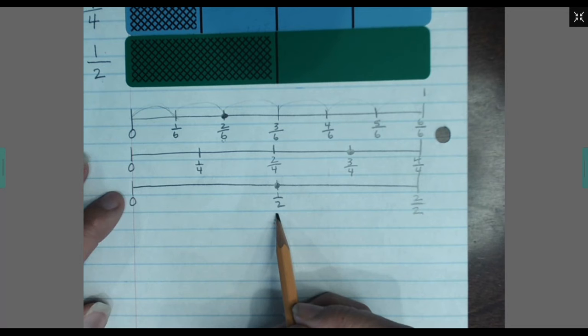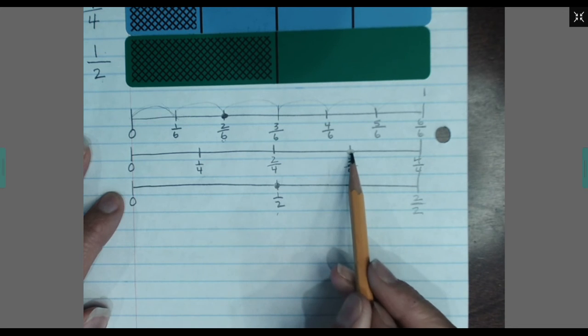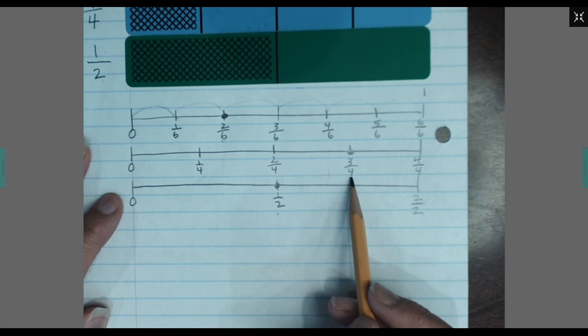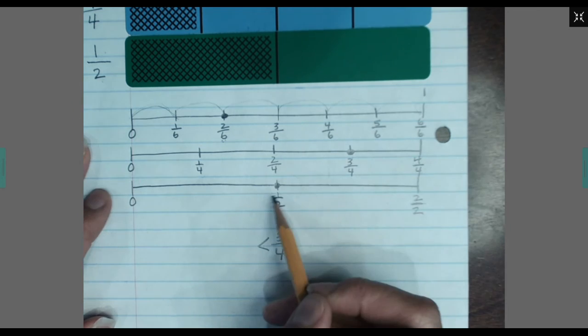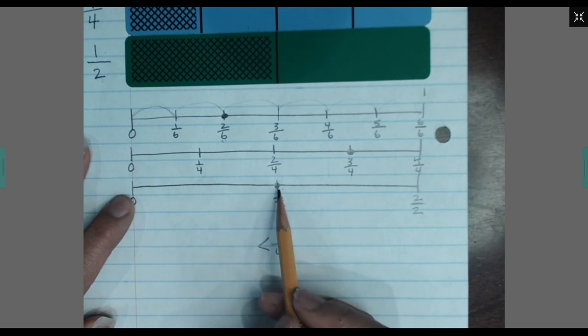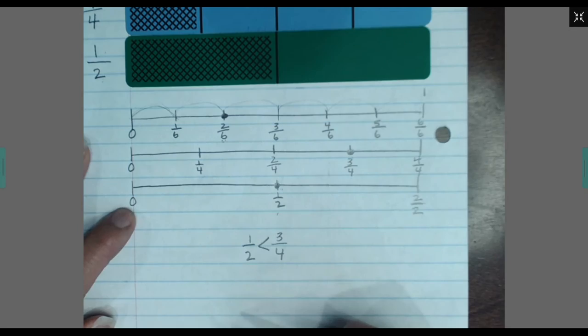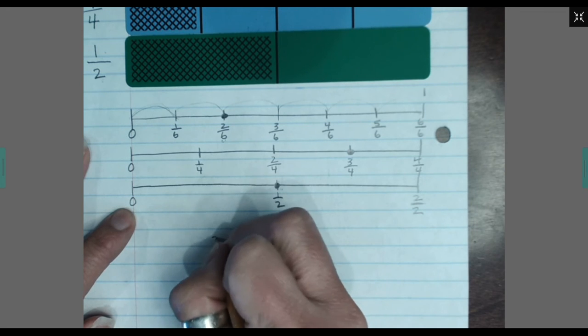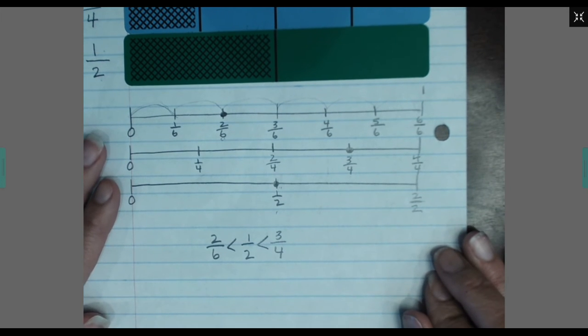So which of these is the largest? The largest is 3/4 because it comes furthest on the number line. The next largest is 1/2 because it's next furthest away from the 0 on the number line. And our smallest on the number line is 2/6. So that is how we can compare fractions using our number lines and our fraction strips.